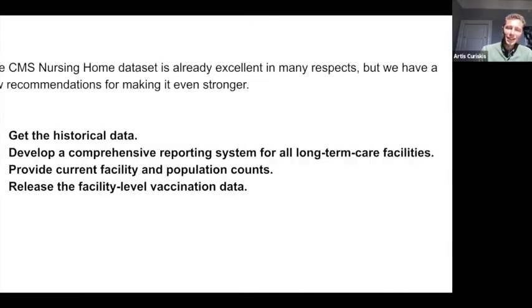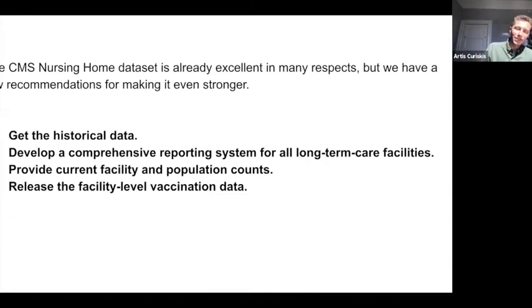And lastly, I guess to tie it all together, what are some recommendations and things we want to look for in both the CMS data set, but also in what we know from the vaccine data sets. So with the CMS one, it's about getting more historical data all the way back to January 1st, as Kara had pointed out that CMS started on March 24th.